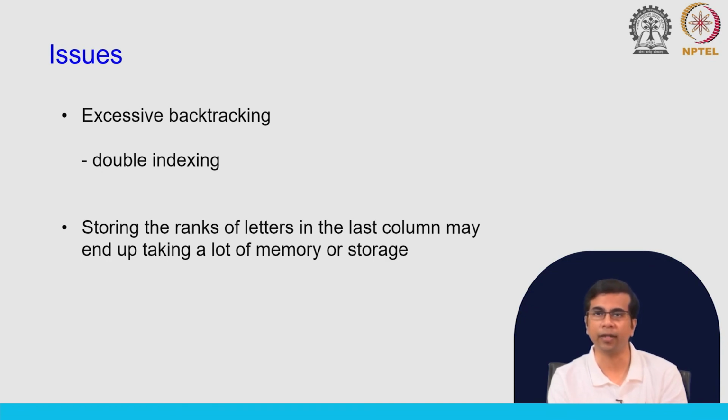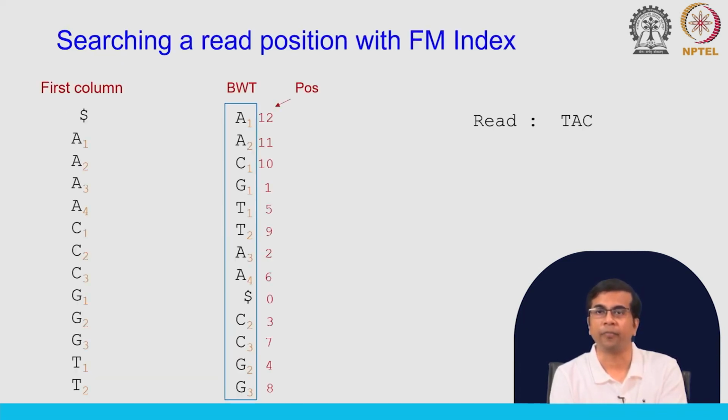If you want to store everything, imagine for a human genome, it will take up a lot of memory. And if you are storing this BWT on the hard drive, it will also end up taking a lot of storage, and it will make the whole process a lot slower. So, perhaps we can store only at certain positions.